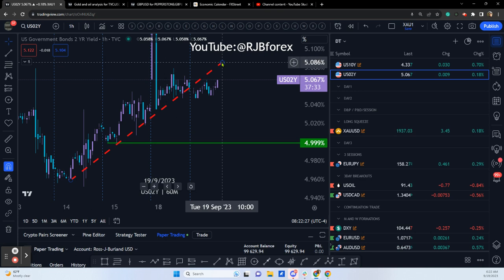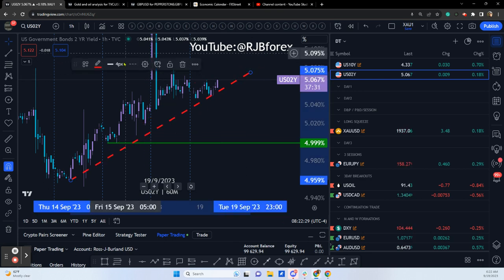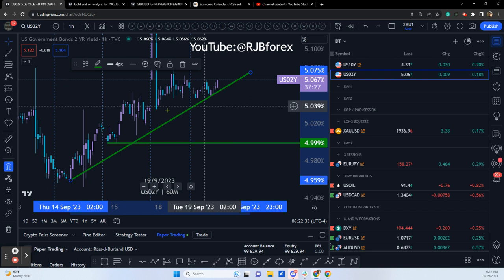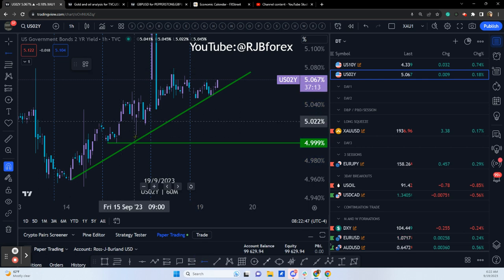Technically, we're still in a bullish trend on the 2 year because we have not broken any significant lows. We came up, came down, but we didn't break any structure below here. So just keeping an eye on these twos as well.